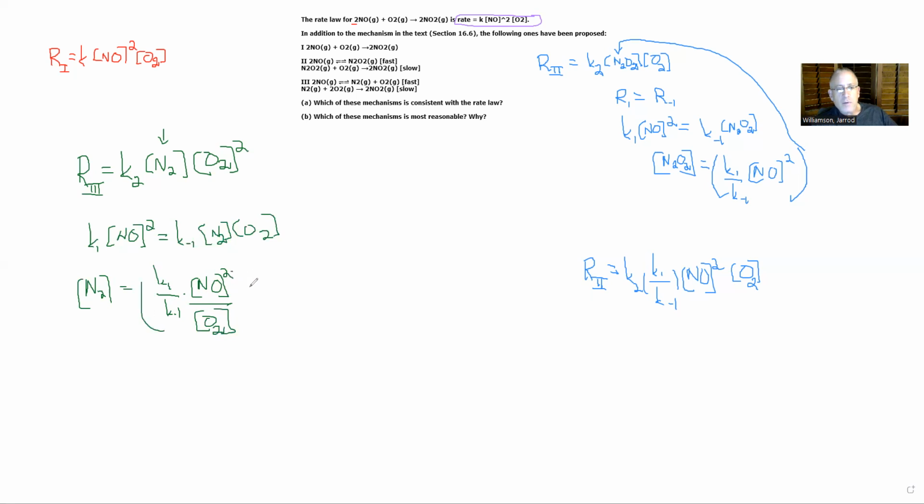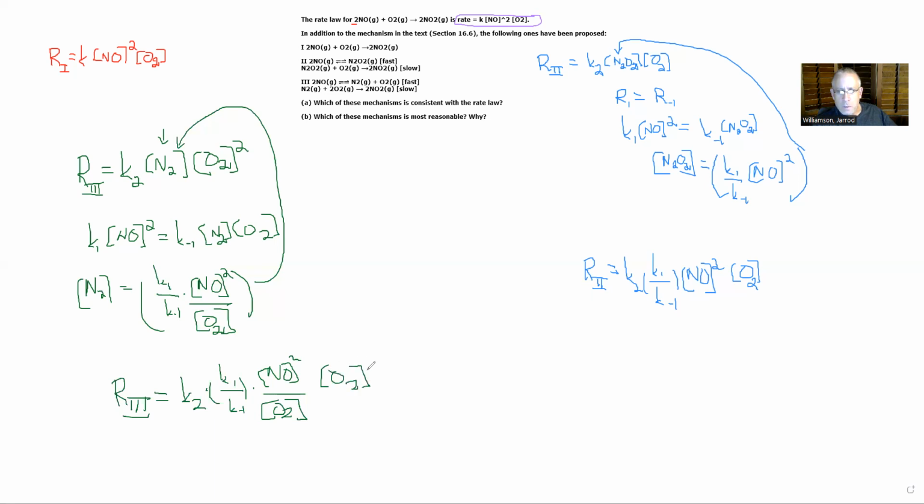We're now going to take this stuff, substitute it into there, and we're going to get R3, 2, 3, is equal to K2 times K1 over K backwards 1 times NO squared over O2 times O2 squared. And this will cancel with that squared.